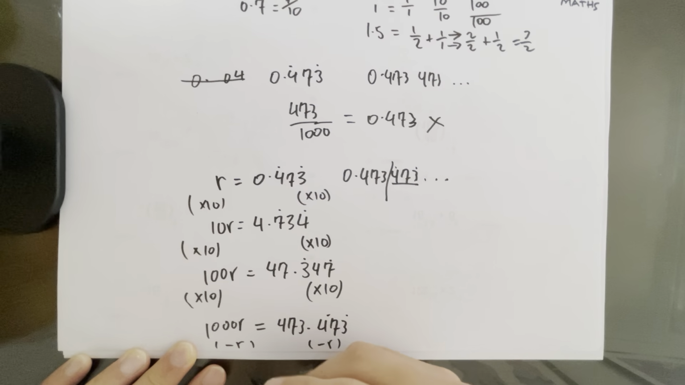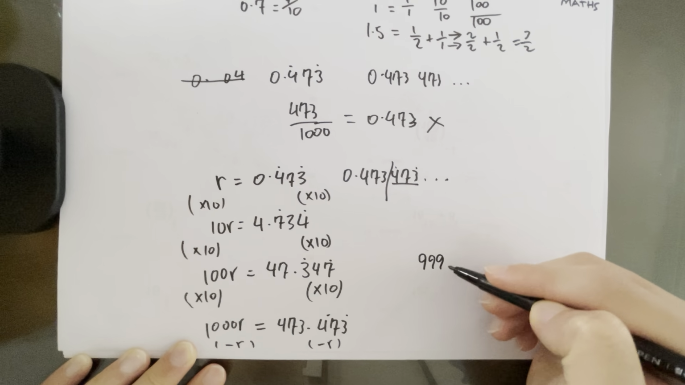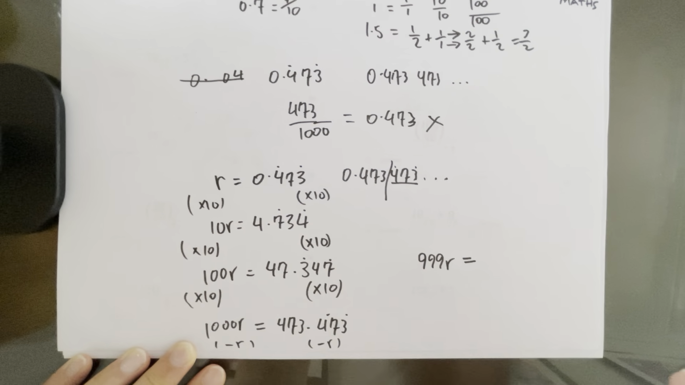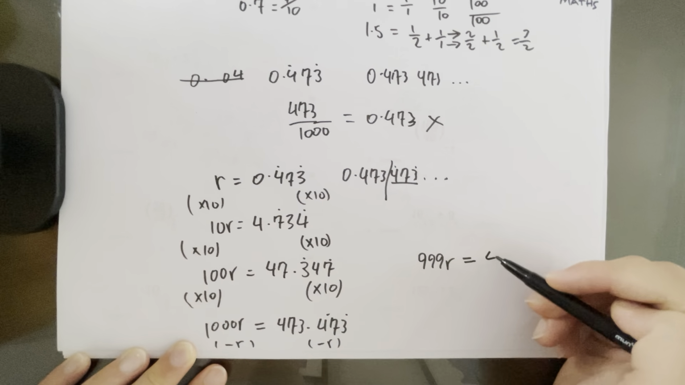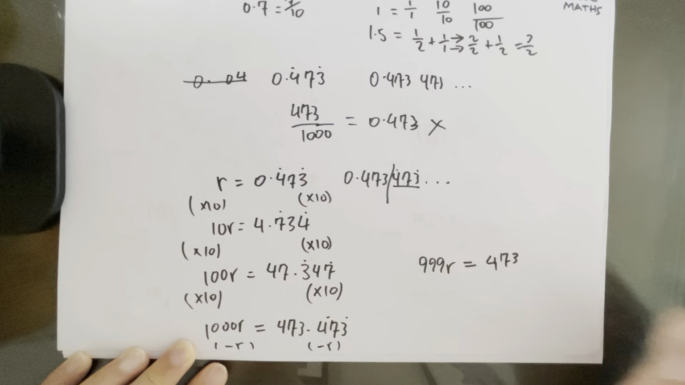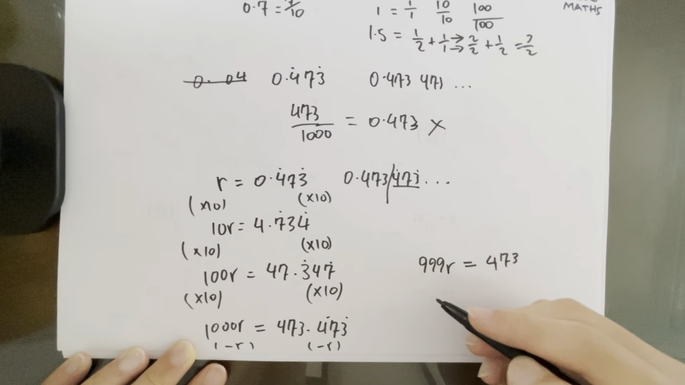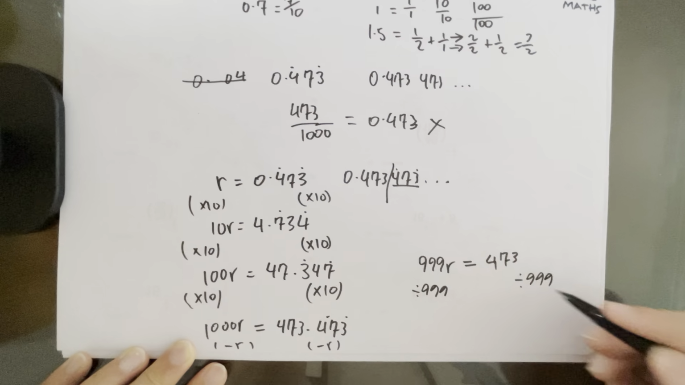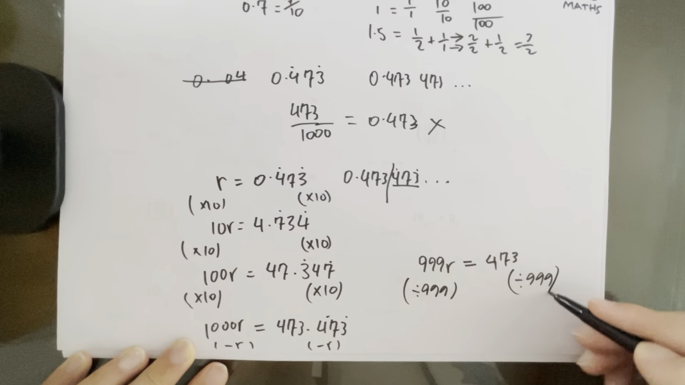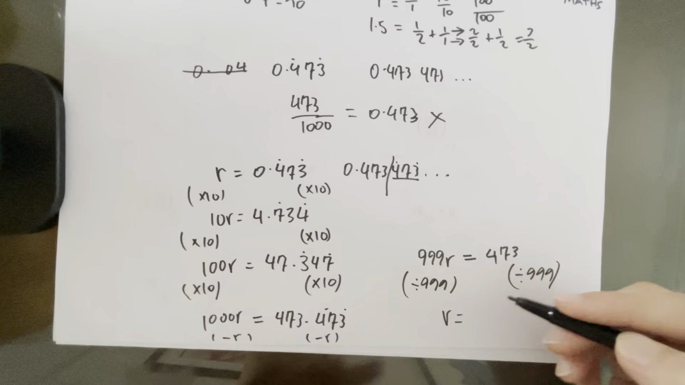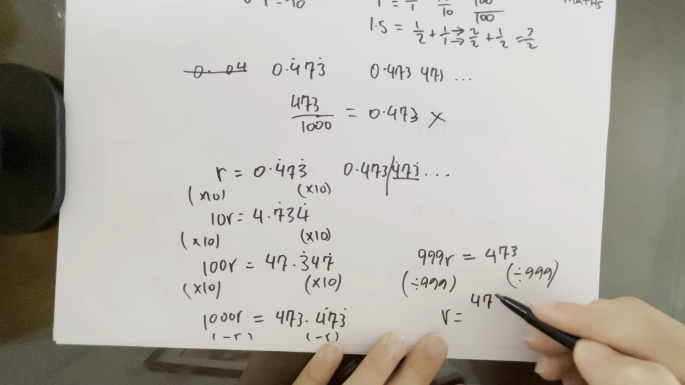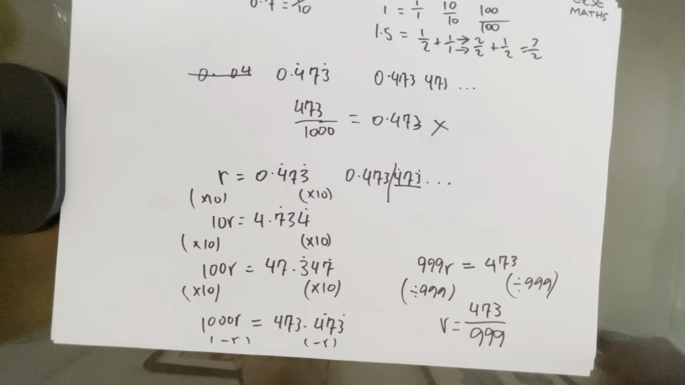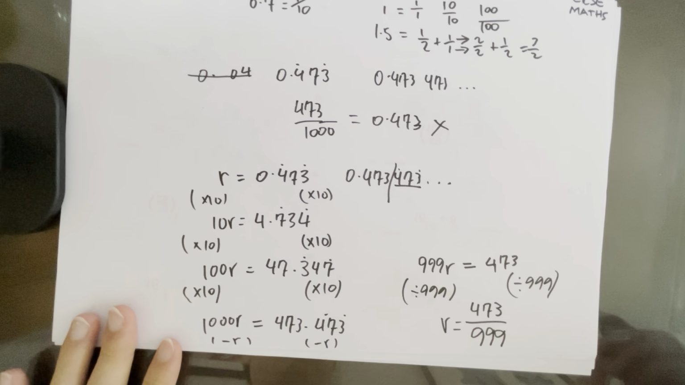So when you minus 1,000R by R, it's going to give us 999R, right? And that's going to be equal to, well, all the 0.473 recurrings are gone, so we just have 473. And all we have to do is divide by 999 on both sides to get rid of the 999R, so that we only have R equals, well, you're dividing by 999 on both sides, so it's going to be 473 out of 999. And that's pretty much all you have to know about recurring decimals.